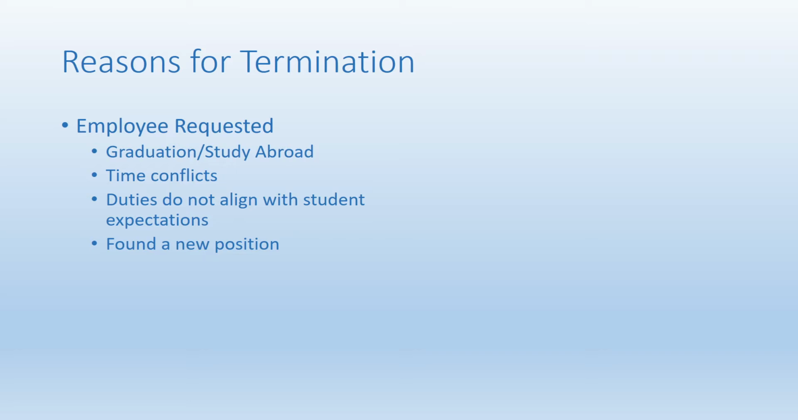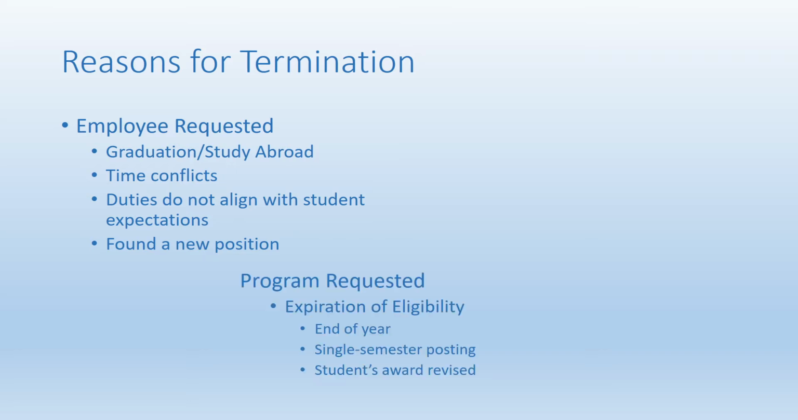While most of our students do find positions that they stay with for the full academic year, of course these reasons do come up. The second group are program requested. So the work study program will terminate a position because it is the end of the academic year and therefore the end of the year that students can be working. The position was for a single semester. For example, it's a fall-only job and we've reached the end of the fall. Or if a student has had their award revised and they are no longer eligible to continue working because they have earned the full amount of their work study funds.